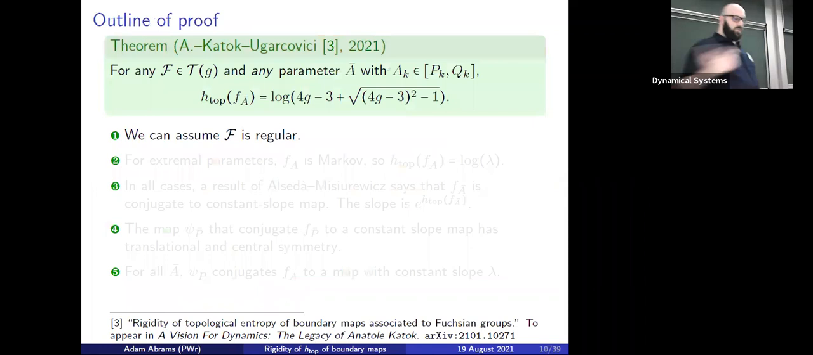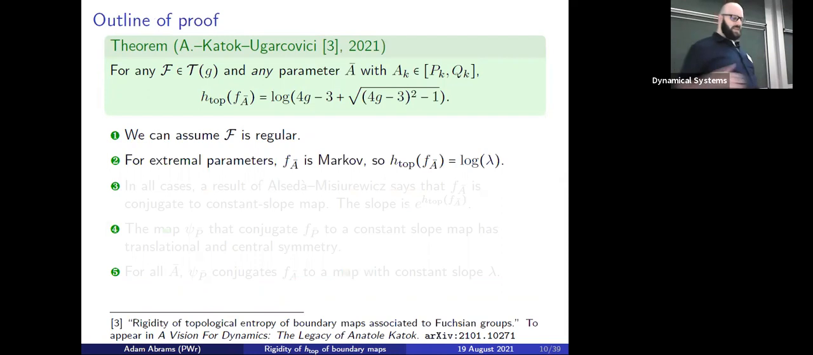The proof of this rigidity result has a few steps. The first of which is, we'll just explain that we can deal with regular polygons and not have to worry about other polygons. They won't affect the topological entropy, which to me makes sense. I mean, the polygons, these surfaces are all topologically equivalent. So maybe it's not surprising that topological entropy doesn't depend on changing the polygon.